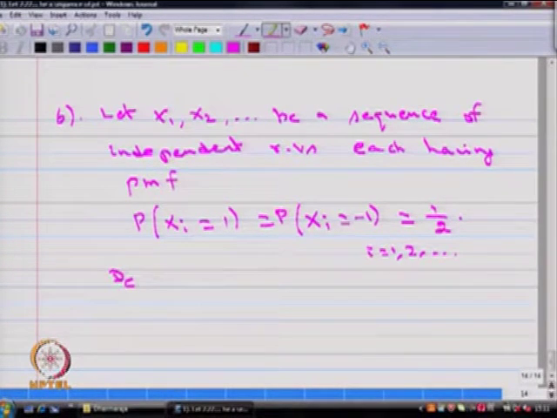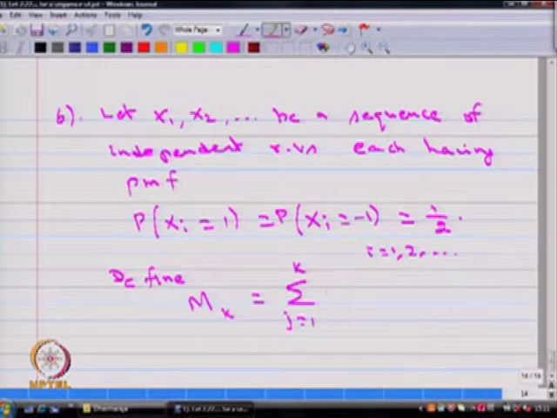Define Mk as the sum of first k Xi random variables. So, this running index is k equal to 1, 2 and so on. So, we are defining a sequence of random variables Mk by summing first k Xi random variables.